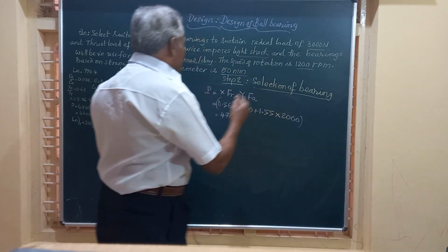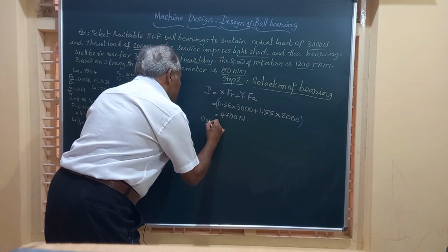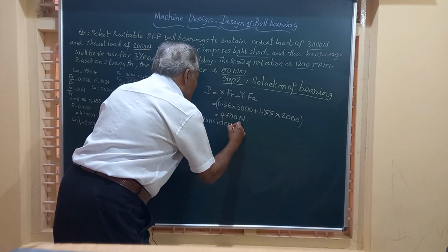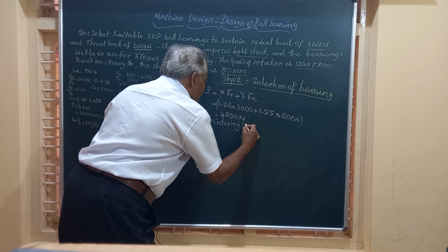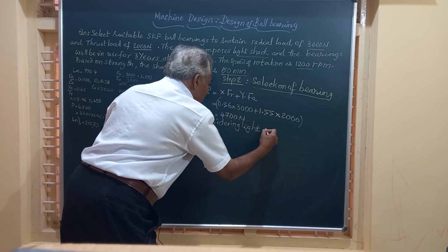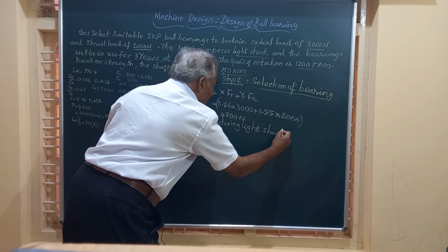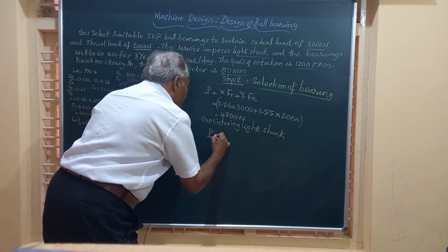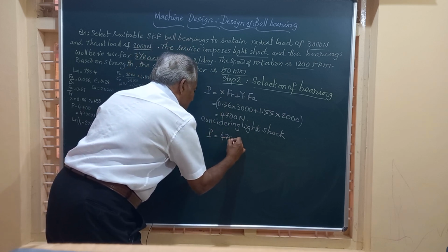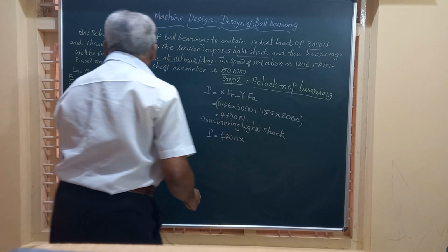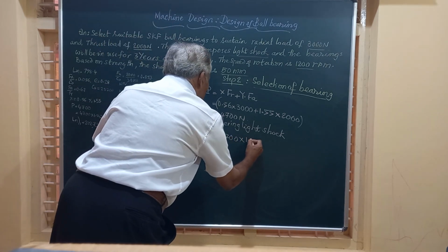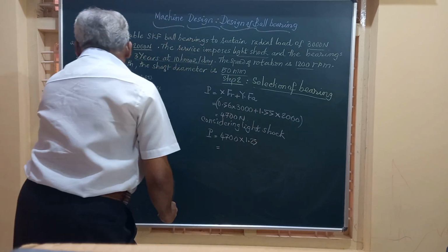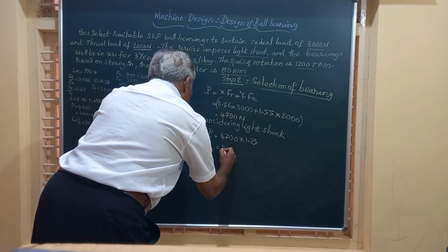So since it is light shock, I can say here, considering light shock, the above value is to be multiplied by 1.25. Therefore, P is equal to 4700 multiplied by 1.25, the shock factor, and this works out to 5975.